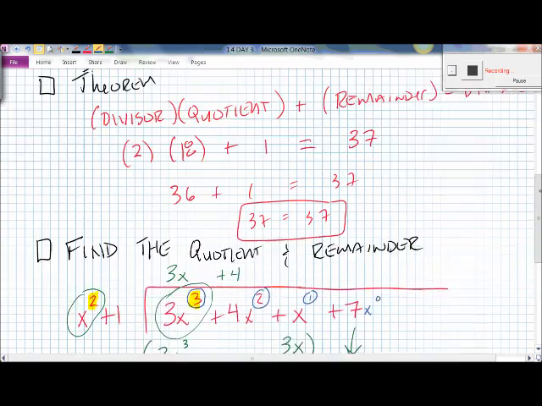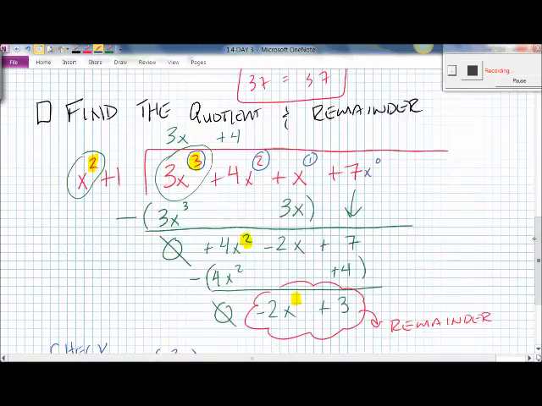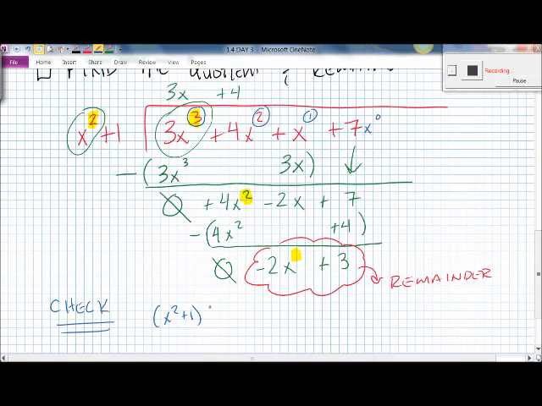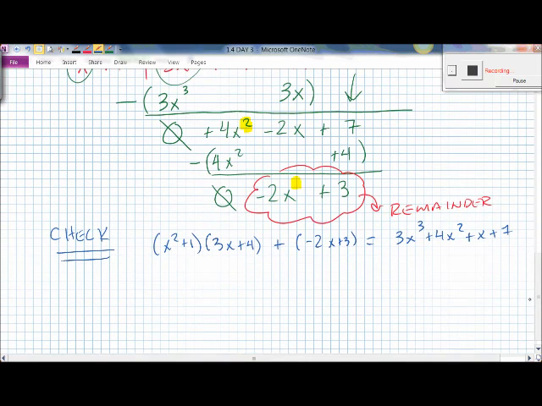Which one is the quotient? That's the answer up top, right? That's the 3x plus 4, right? Plus the what? The remainder, negative 2x plus 3. And what should it equal? 3x to the third plus 4x squared plus x plus 7. If it does, you're in good shape. Do you guys actually think it does?